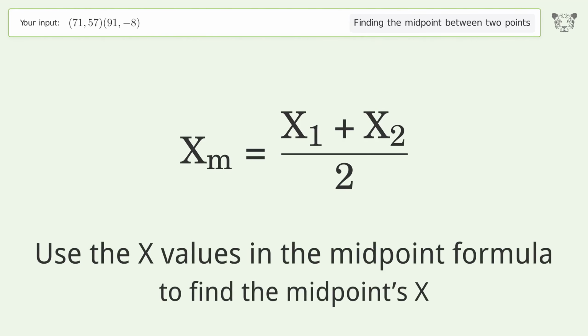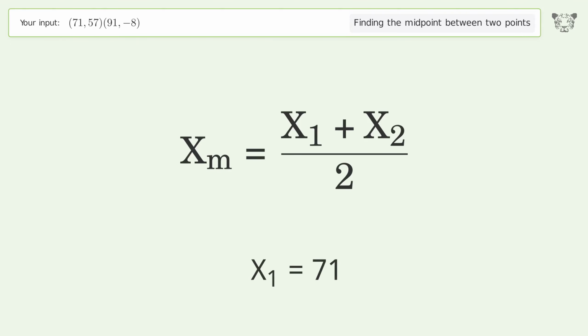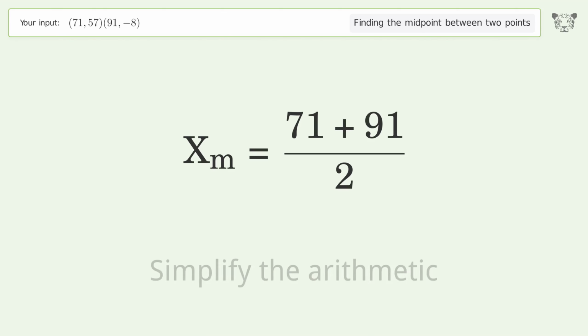Use the x values in the midpoint formula to find the midpoint's x. x1 equals 71. x2 equals 91. Simplify the arithmetic.